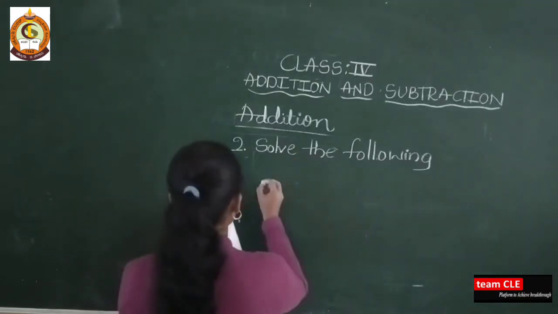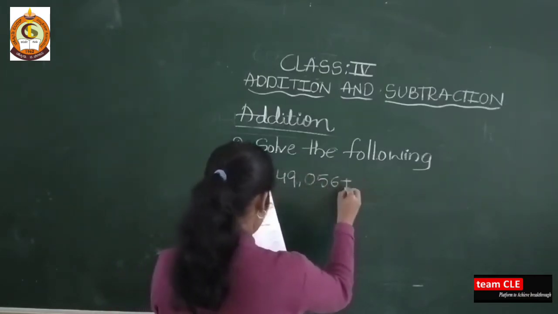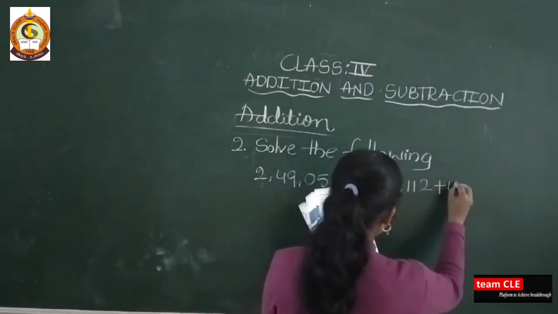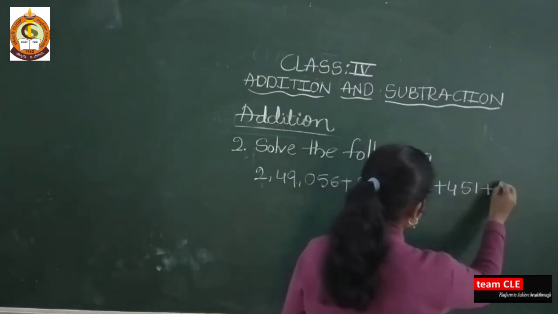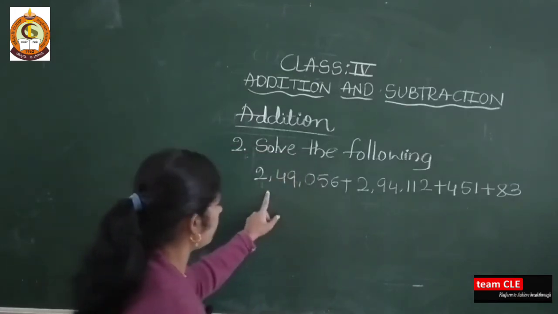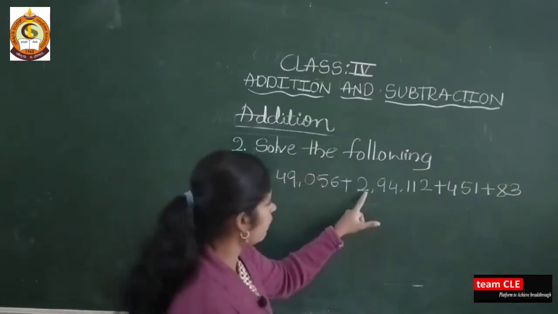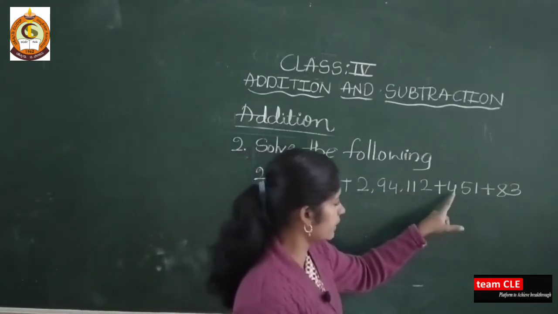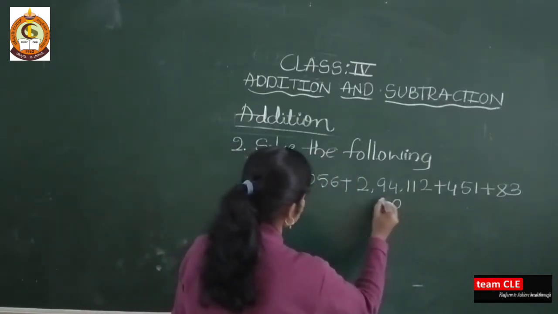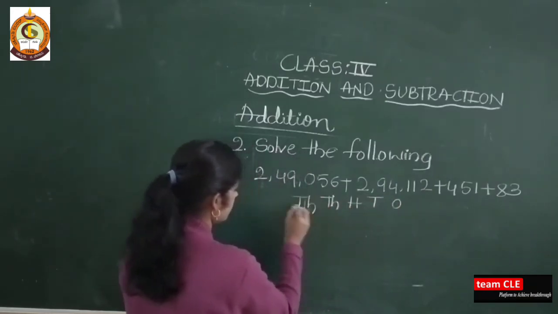I will take 2,49,056 plus 2,94,112 plus 451 plus 83. How many numbers are there? 4 numbers are there. Count the digits. 1, 2, 3, 4, 5, 6. Here only 6, here also 6. But here 3 and here 2 are there. So write here up to lakh place values: ones, tens, hundreds, thousands, ten thousands and lakh.